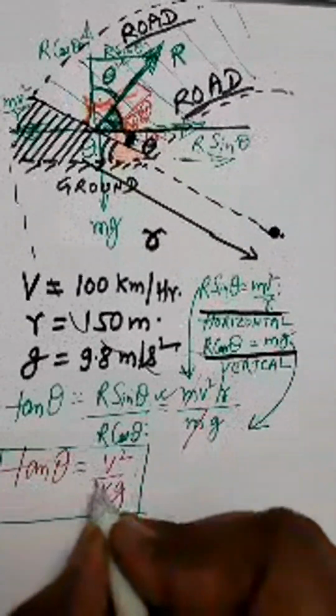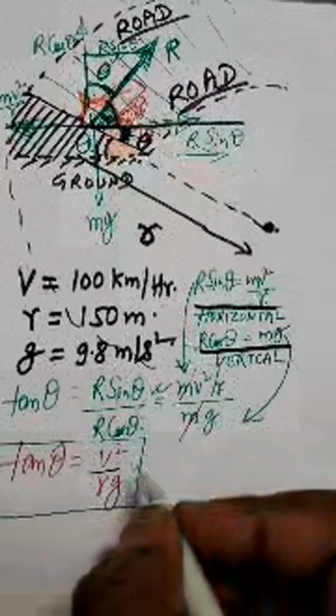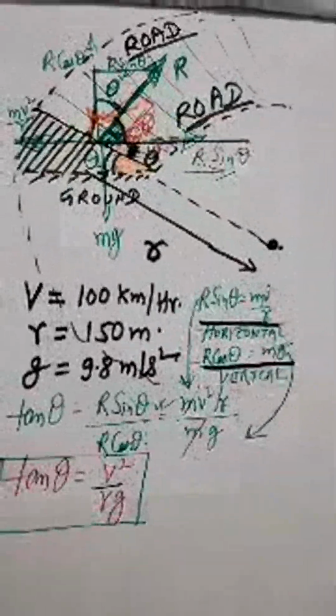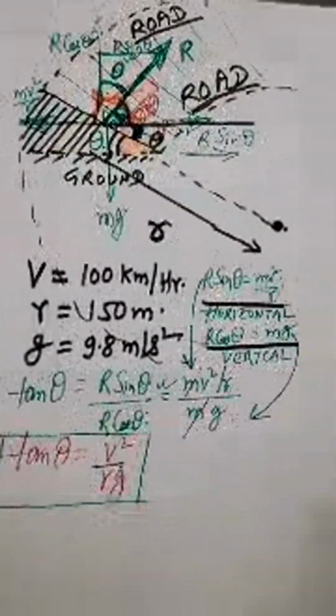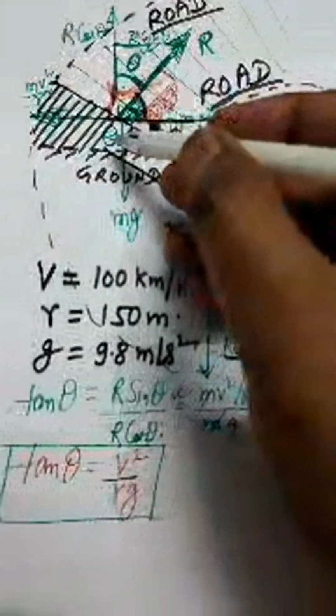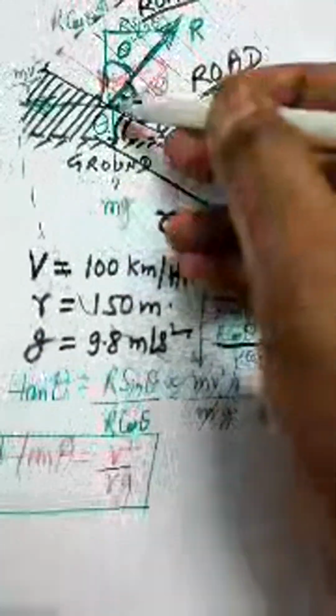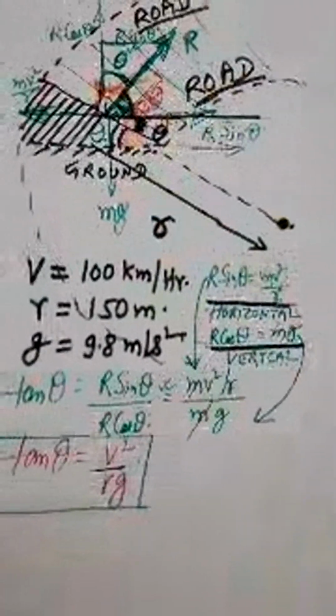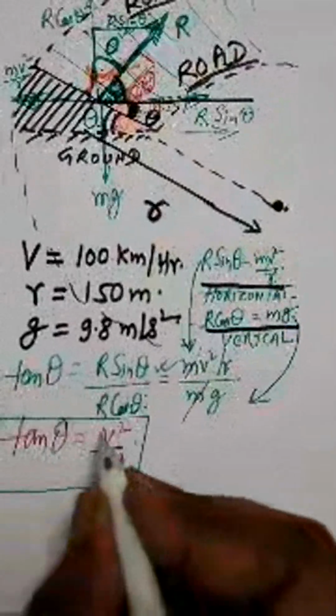Similarly, it will happen to the two-wheeler also, but that derivation will follow some different steps, right? This theta will be there, but the derivation for the two-wheeler will be something different, right? So tan theta equal to v square by rg.